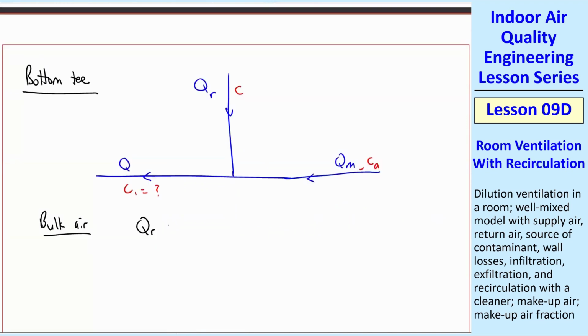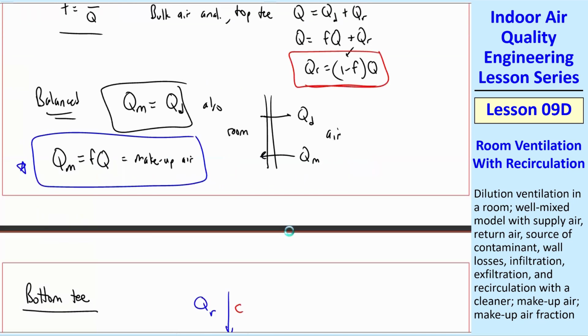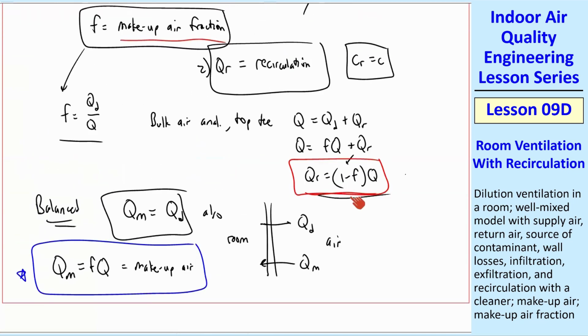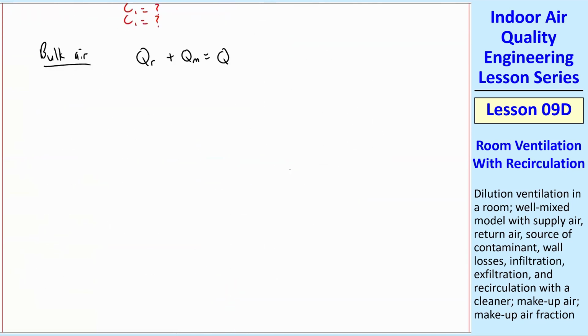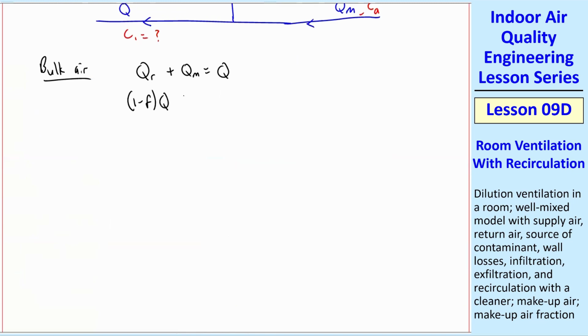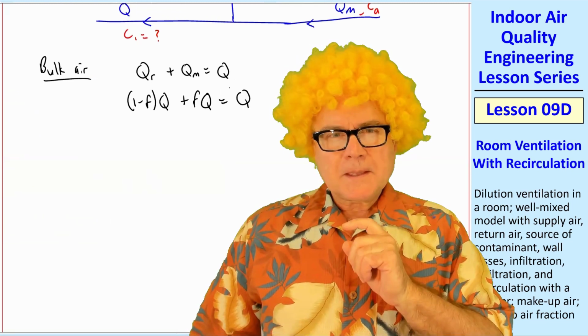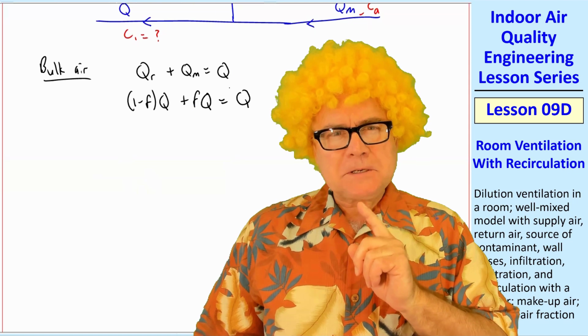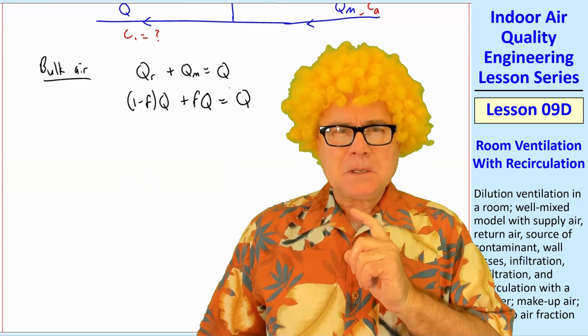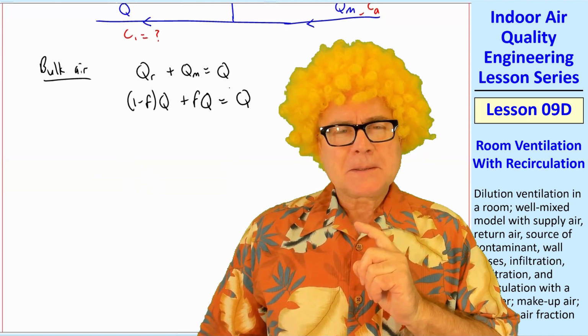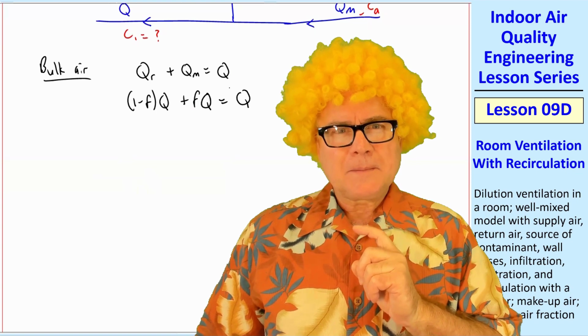Bulk air, QR plus QM equal Q. And then we know that QR from up here is 1 minus F times Q. So we plug that in. QM was equal to FQ, and that's equal to Q. But, sir, that equation reduces to Q equal Q. You're right, Boris. That's because of how we defined F.